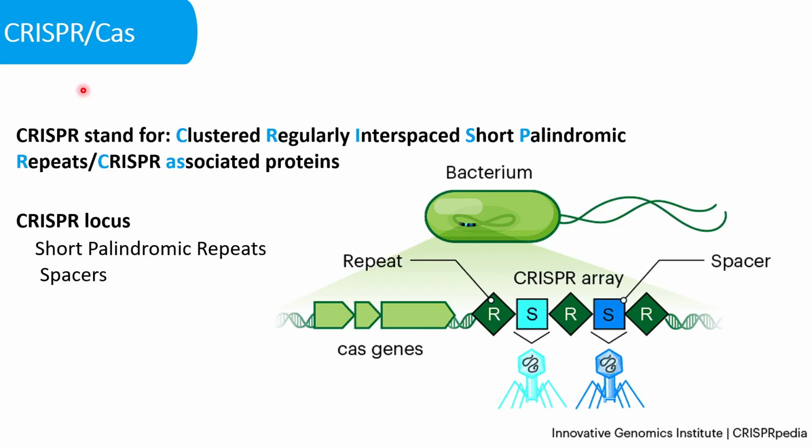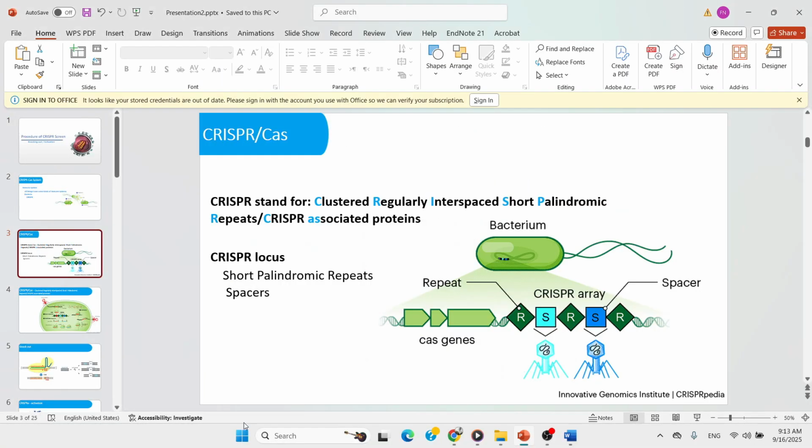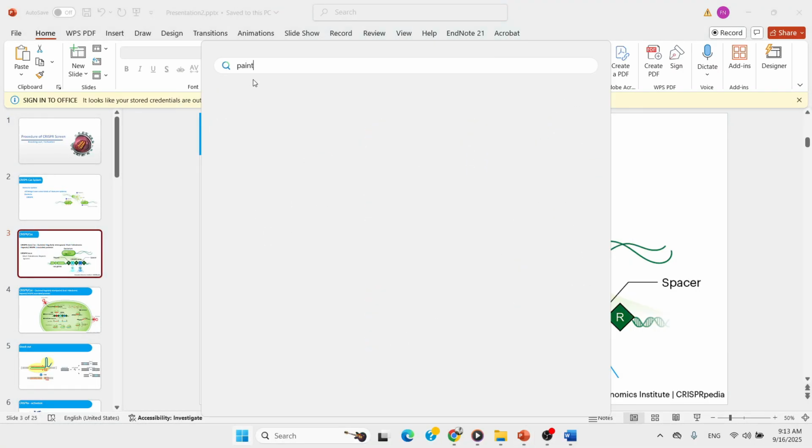So what does CRISPR stand for? CRISPR stands for clustered, regularly interspaced short palindromic repeats, and Cas stands for CRISPR-associated protein. So from this, we can understand that CRISPR is actually some repeats of short sequences, and these sequences are palindromic. And also between these sequences, we have spacers. But if you don't know what palindromic sequences look like, I can show you in Paint software.